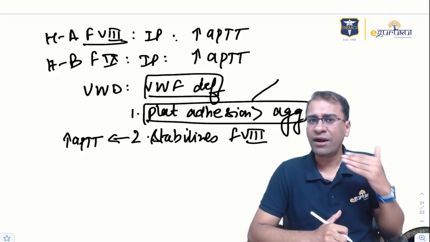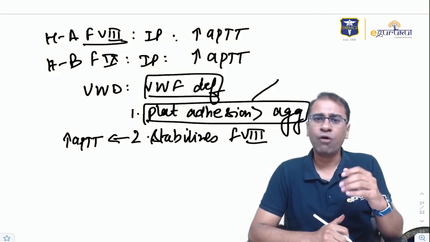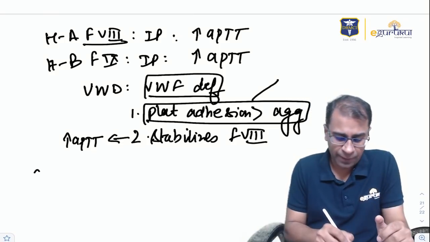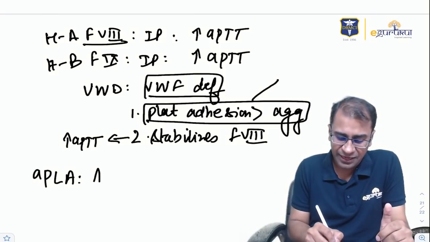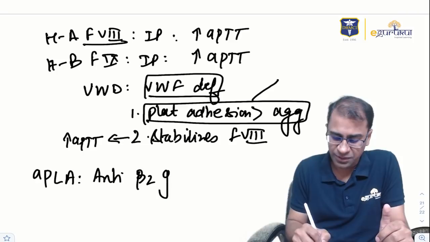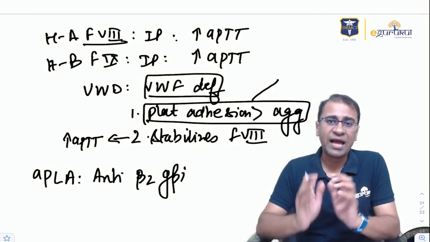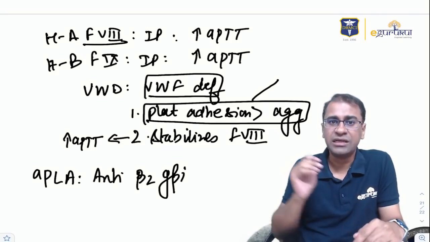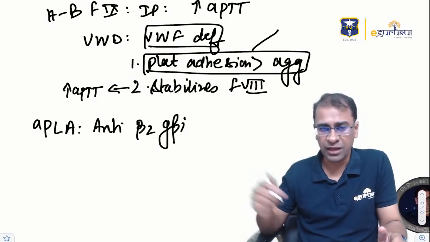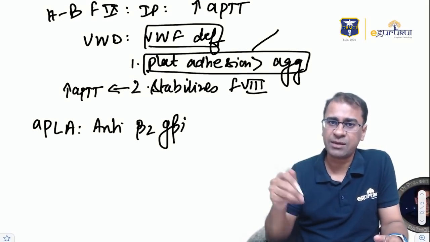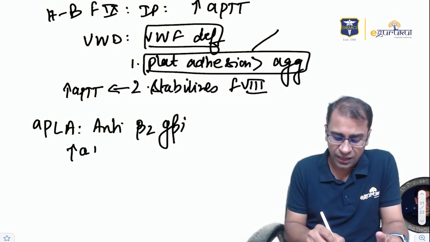Well, one more finding that can confuse you here is often called APLA. In APLA, what happens? The antibody is against beta-2 GPI. Because of the anti-beta-2 GPI antibody, what happens? This antibody is against phospholipid. And so all the phospholipid based tests are prolonged. It will show you increase in the APTT.